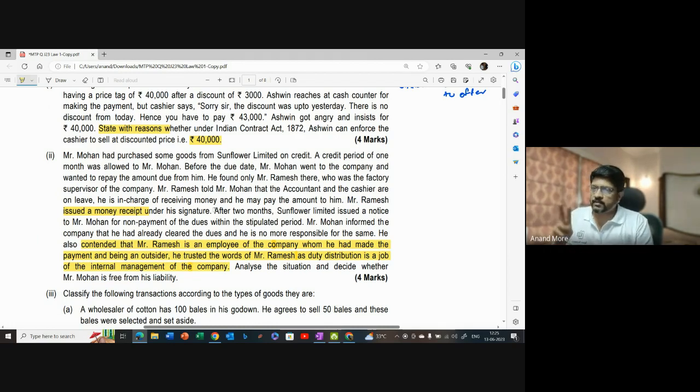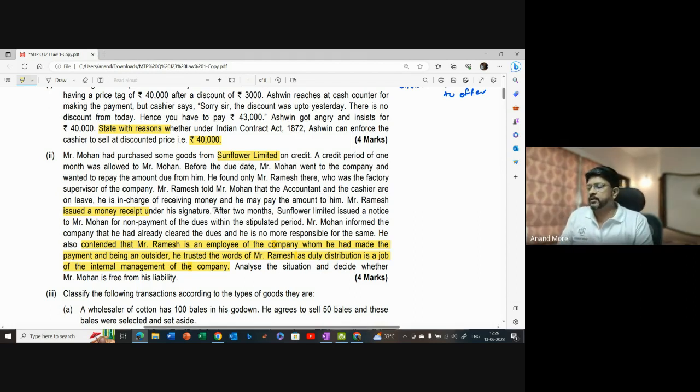There are 2 different concepts under the company law. Remember, they have mentioned the word Sunflower Limited. That means this is not a question covered under a normal contract act, nor under the Indian Partnership Act, but under the Companies Act. The moment you think about the Companies Act, there are 2 very important doctrines: the doctrine of indoor management and the doctrine of constructive notice. Under constructive notice, we are trying to protect the company from the outsiders. And under the indoor management principle, we are trying to protect the outsiders from the company.